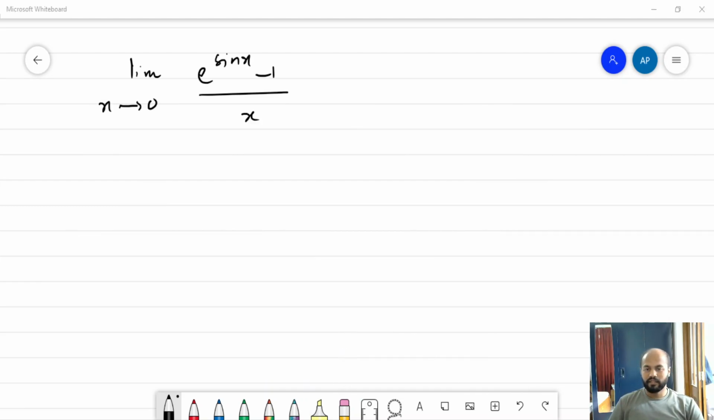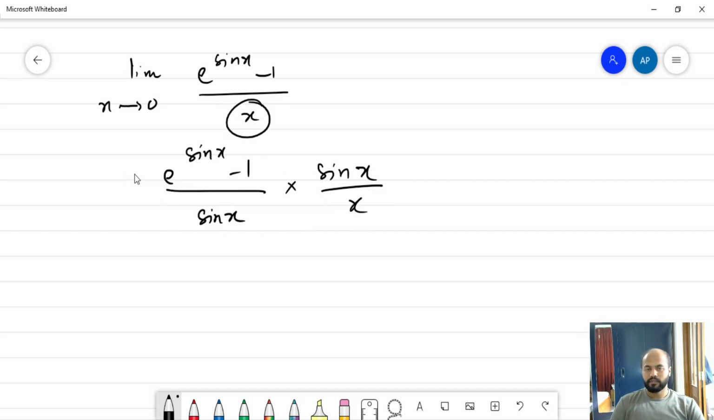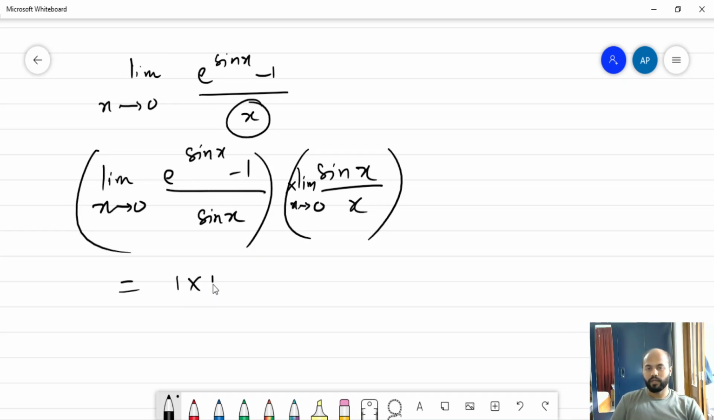Let's take another simple example in this case. So e raised to sin x minus 1 by x. Now we have this kind of function. So what we do is, we get the same denominator as the power. So I'll multiply by sin x in the denominator, and then multiply by sin x in the numerator as well. And then not to forget this x. So now we got two limits, that is this, and the other one is this. The value of this is 1, and the value of this is also 1, as we have done previously. So 1 into 1 is 1. That is the answer.